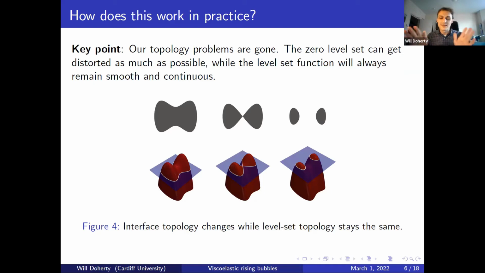So the level set function will stay exactly the same topologically as you advect it in the velocity field, but the contour can change and get completely messed up as much as you want it to.